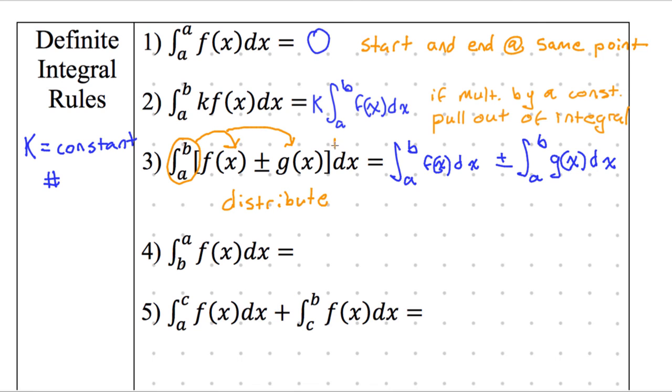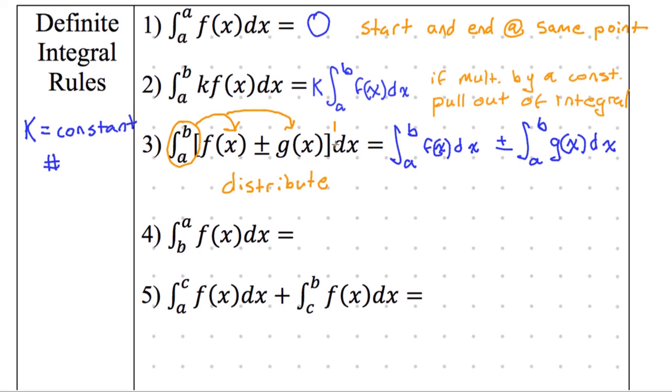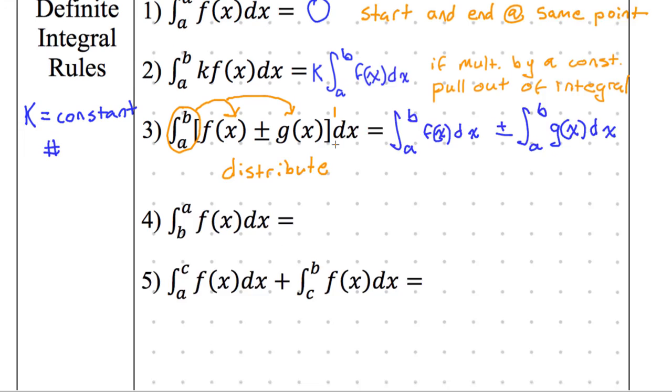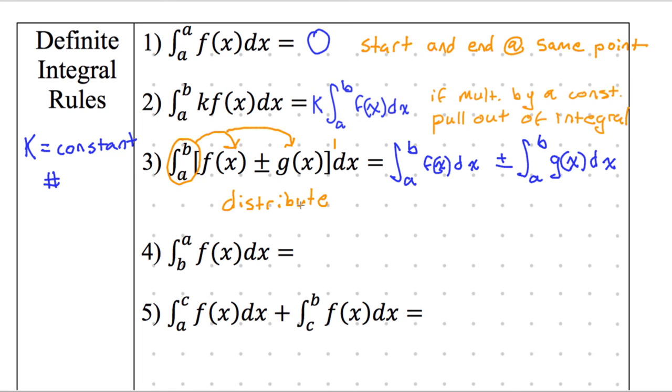If you have to the power of 2, then you have to be doing something with power rule, reverse power rule, stuff like that. Then you'll have an inner, it gets messy. All right. On to number 4. This guy. Ooh, this is weird. Normally it goes from A to B, but now it's going from B to A.